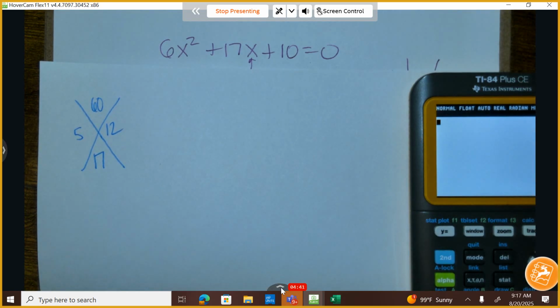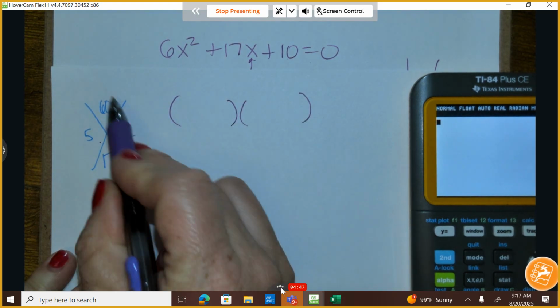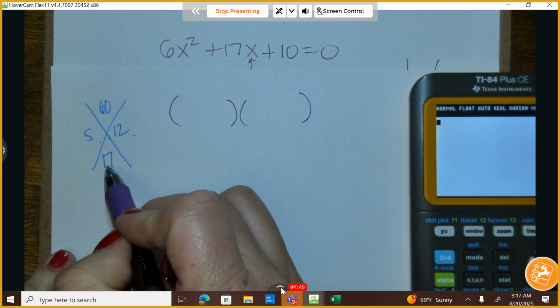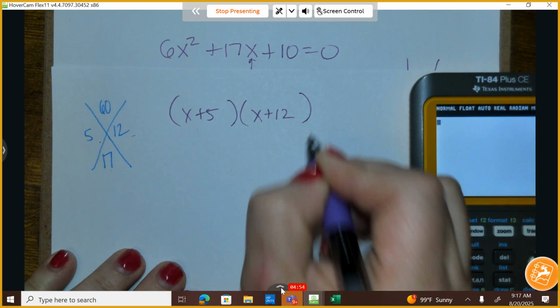Now, why do I like this method better? Because it's less work. So here what we're going to do is make our parentheses. I've already selected 5 and 12 as the values that multiply to give us 60 and combine to give us 17. So I drop in the positive 5, I drop in the positive 12.